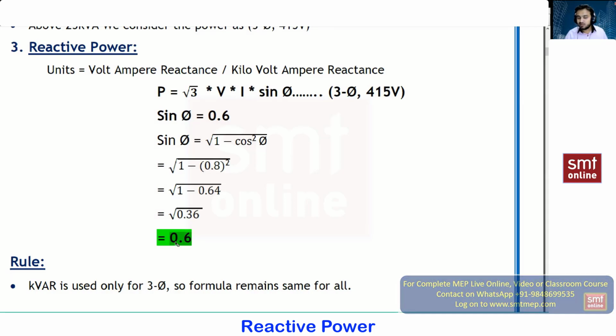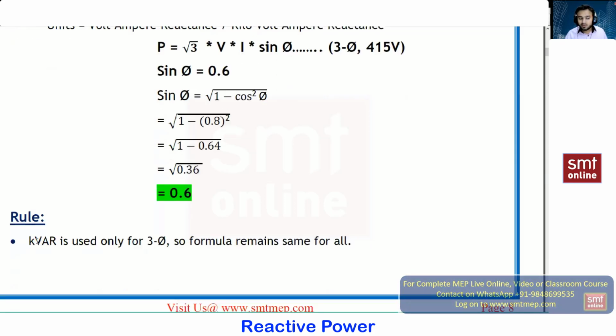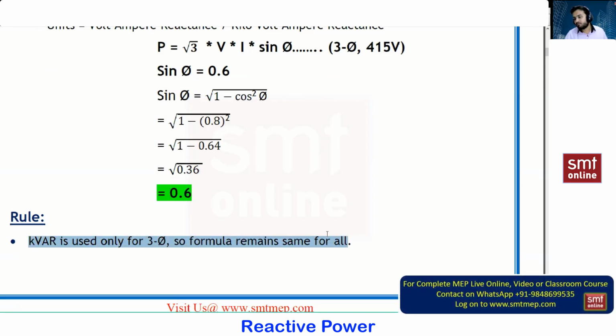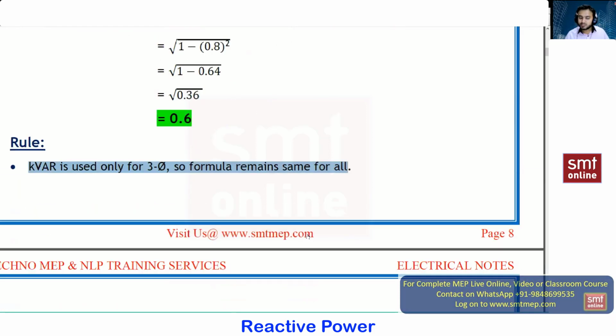But if in your project, the power factor which you're taking is 0.9, 0.96 or 0.85, in that case, this value may also differ. So based upon the power factor of 0.8, I have got the sin phi value as 0.6 over here. So kVAR is used only for the three-phase, so the formula remains the same for all. I hope it's very clear regarding the three things. Now please go through and revise so that we can go with the next concept.